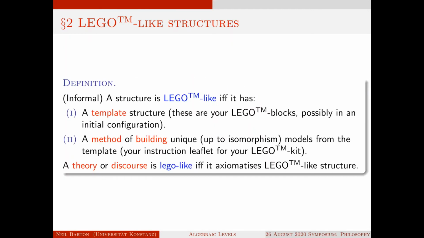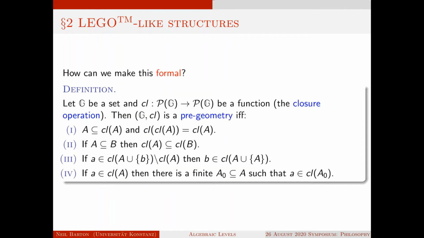Right, now, here's the informal philosophical definition I'm going to work with. So we say that a structure is Lego-like if it has a template structure. Now, at the base, you can think of these as your Lego blocks, possibly in an initial configuration. And secondly, a method of building unique up to isomorphism models from the template. You can think of this as your instruction leaflet for your Lego kit. And I'm going to say a theory or discourse is Lego-like if it axiomatizes a Lego-like structure. Good. So that's very informal and philosophical, and a substantial question is exactly how we make this formal.